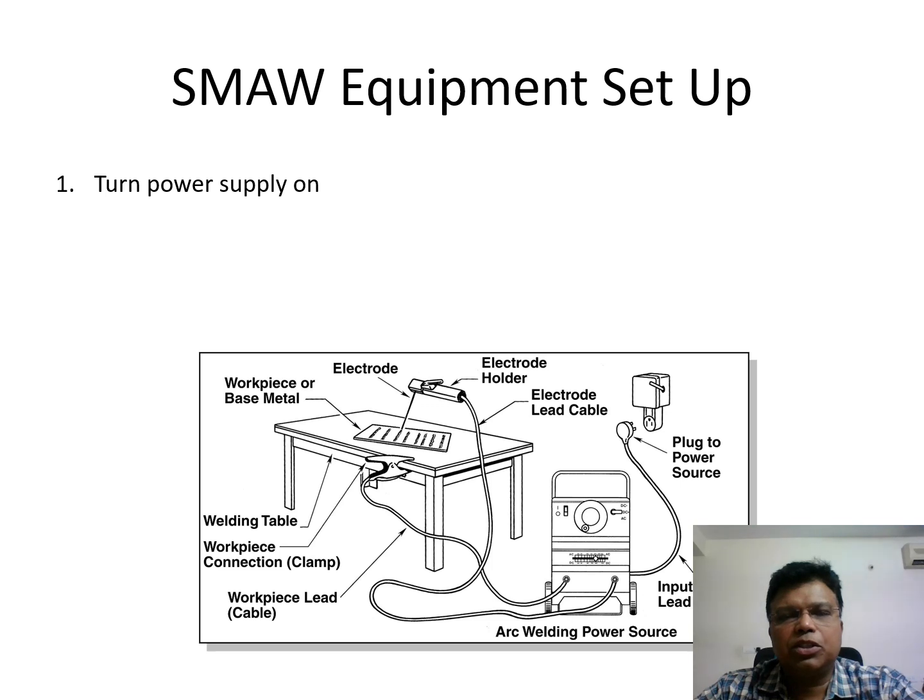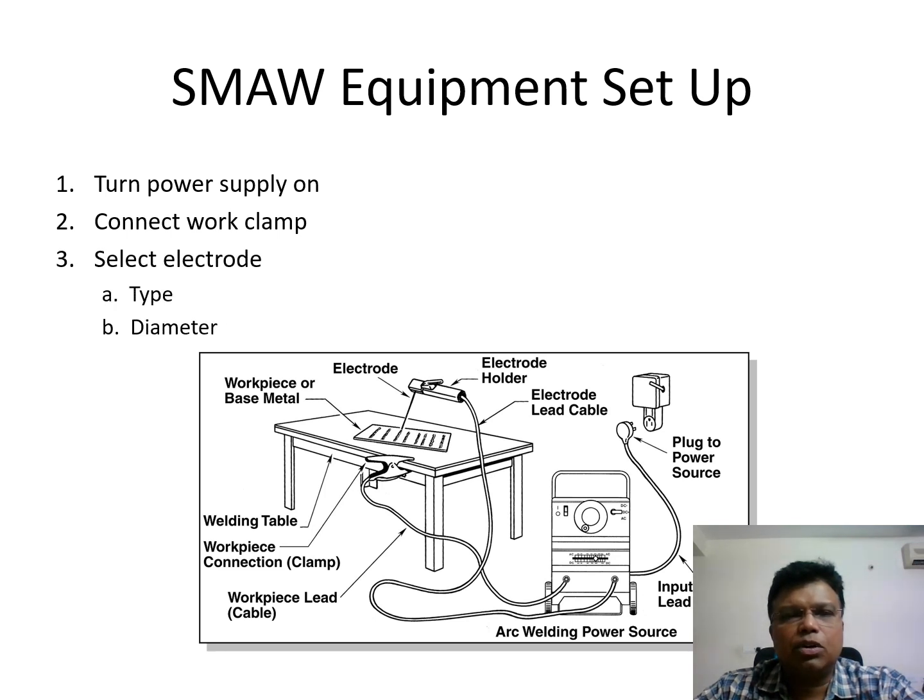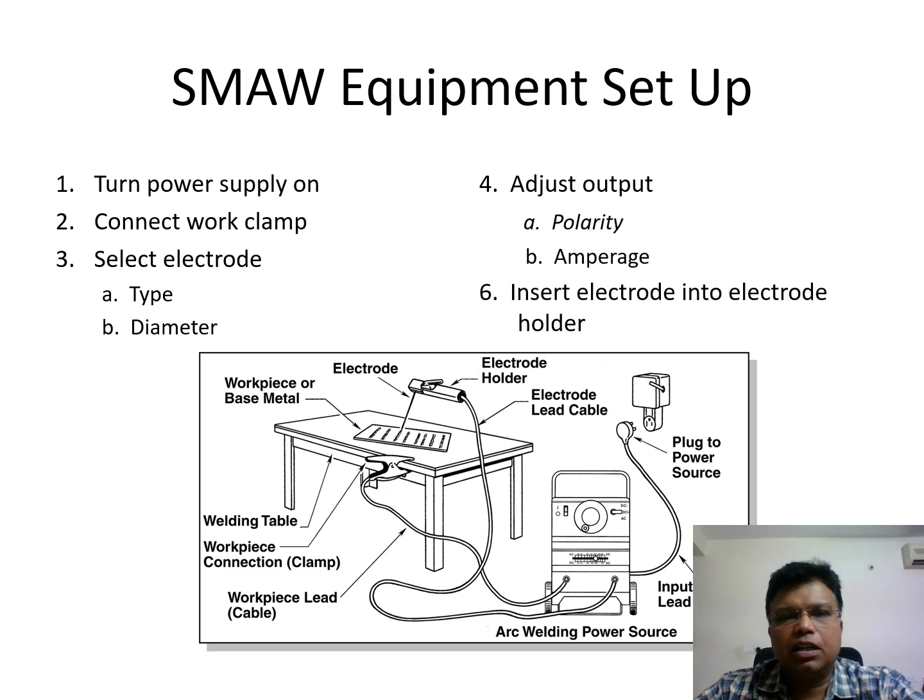The image shows the shielded metal arc welding equipment setup. These are the different steps we need to follow. The first one is to turn the power supply on. Next, we have to connect the work clamp, and then we have to select the electrode. That includes the type of the electrode and also the diameter of the electrode. And then we have to adjust power output for polarity and amperage. And then we have to insert the electrode into the electrode holder.